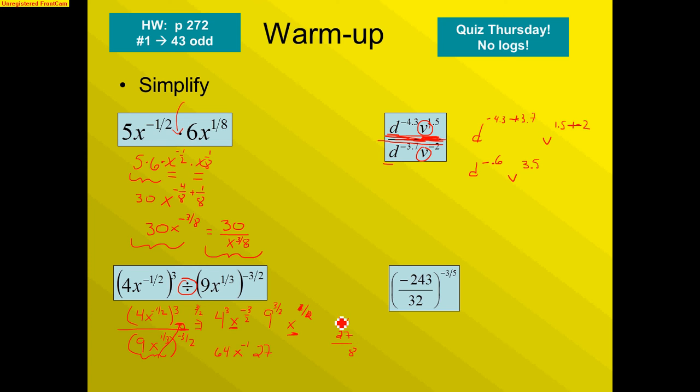And 7 times 4 is 28. 42, 43, 44. 8 and 12. And I got 8, 2, 7, and 1. So my final result to this is 1728 x to the negative 1, or 1728, drop the x, negatize the exponent, and since it's a positive 1, I don't have to write positive 1.